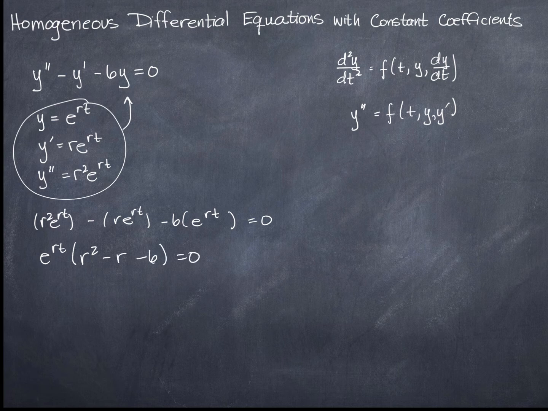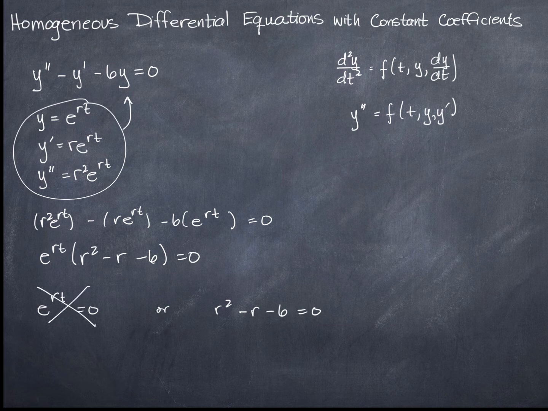Well, we know how to solve these, right? This is a polynomial, and this factor times this factor equals 0. So that means that either e to the rt equals 0 or r squared minus r minus 6 equals 0, or both, right? Except that this can't equal 0. Remember, this is an exponential function, and even if r is negative, the function e to the rt cannot be negative. So this has no solution, so we're just going to disregard it.